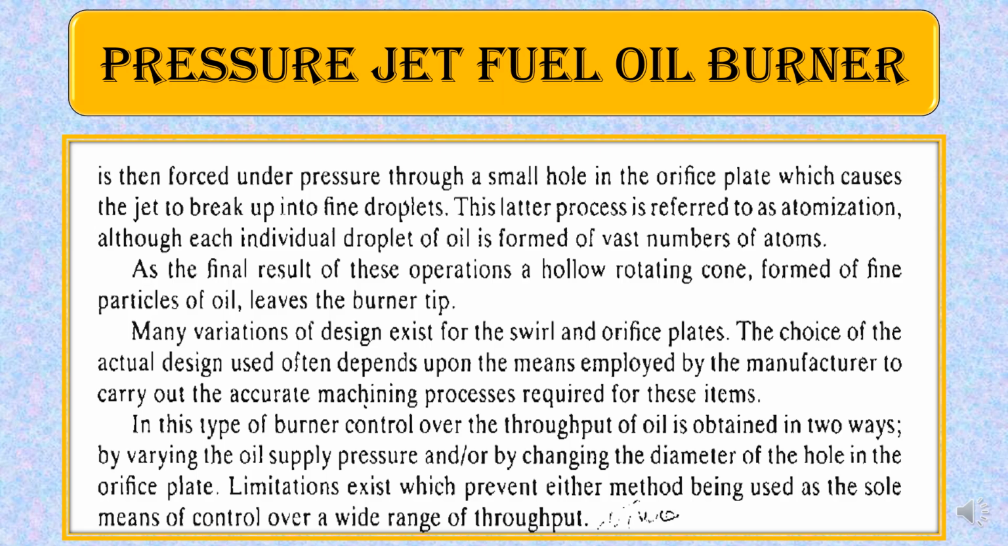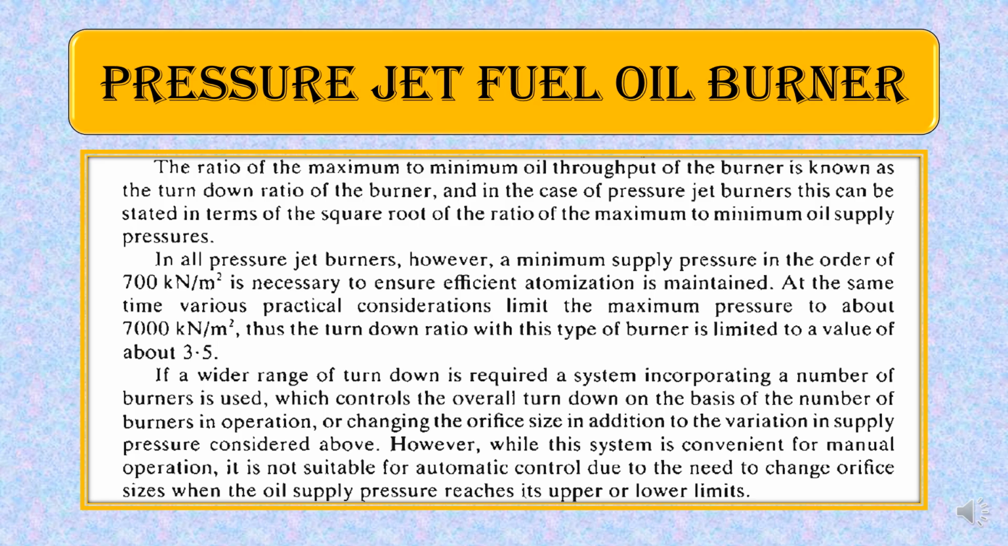A limitation exists which prevents either method being used as a sole means of control over a wide range of throughput, as we have discussed also. The ratio of the maximum to minimum oil throughput of the burner is known as the turn down ratio. Sometimes in the oral it is asked what is the turn down ratio in the boiler.